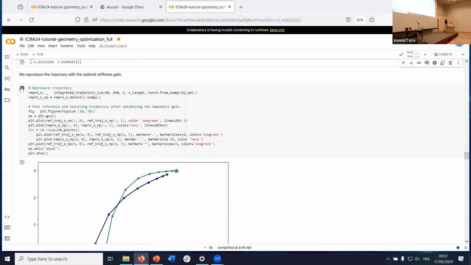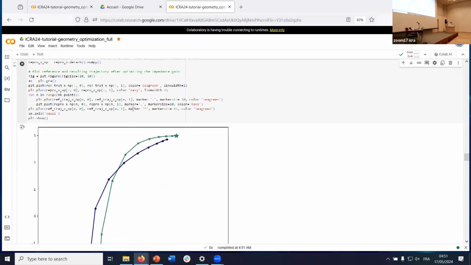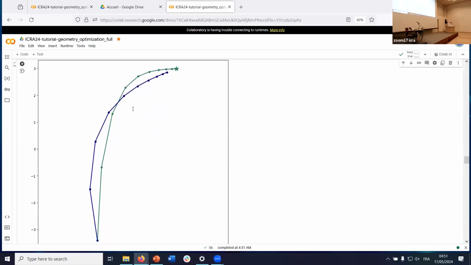This is what we do here. We reproduce the trajectory, and you see that we obtain something very similar to what I actually showed you in the slides previously. So this is the trajectory you obtain based on the stiffness.